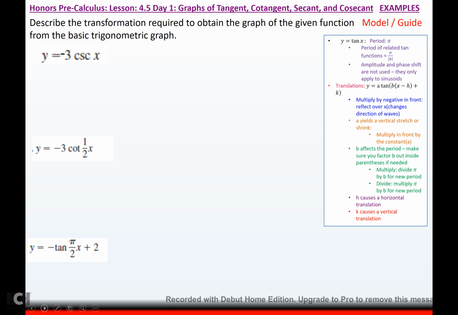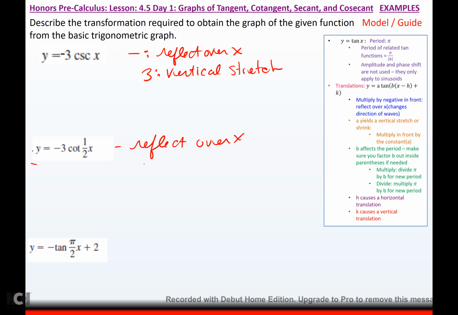Okay, so it says, describe the transformation required to obtain the graph of the given function from the basic trigonometric graph. So the negative in the front is going to reflect over x, and the 3 is going to be a vertical stretch. For the second one down here, the negative is going to reflect over x. The 3 is going to be a vertical stretch. The 1/2 is going to be a horizontal stretch of 2, because remember you have to flip it over.